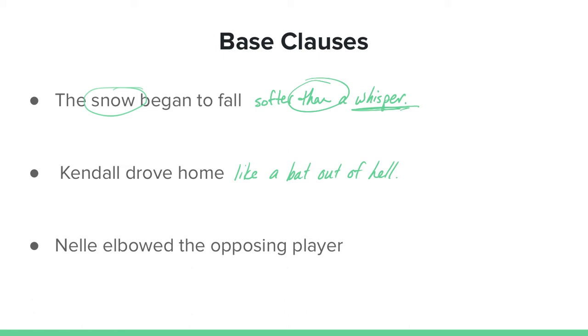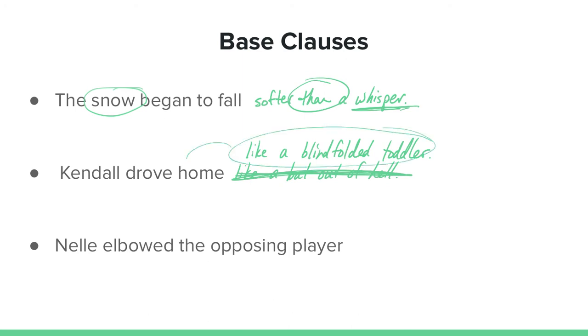Kendall drove home. Now, if we wanted to write a cliche, we could write something like a bat out of hell, but we want to avoid cliches. So you want to come up with something new. So Kendall drove home like a blindfolded toddler. And now we see that that's clearly a negative connotation. She's not driving very well, but effective.